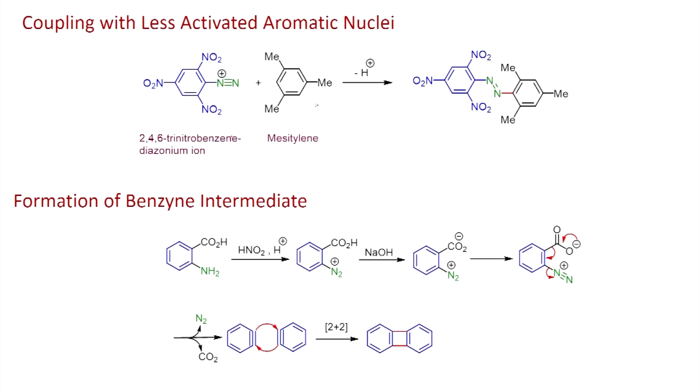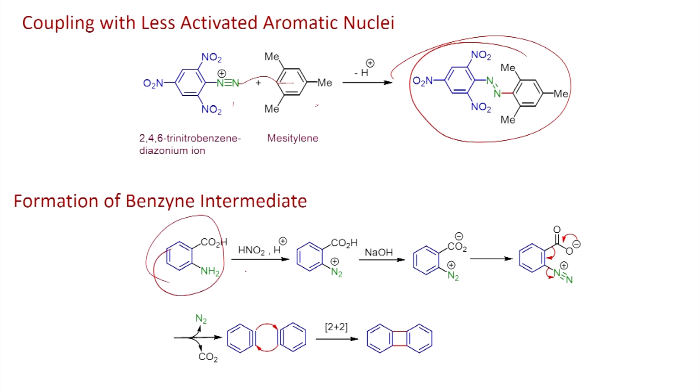Here the reaction of mesitylene with this diazonium salt is shown. Here the coupling of less activated aromatic nuclei is demonstrated. As we have seen so far, we have seen the reaction of activated ones. Now this also can readily undergo addition reaction, and you will be able to form the diazo compound as a product. The next example, on the reaction of anthranilic acid, is shown here.